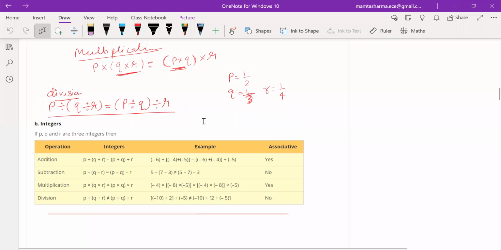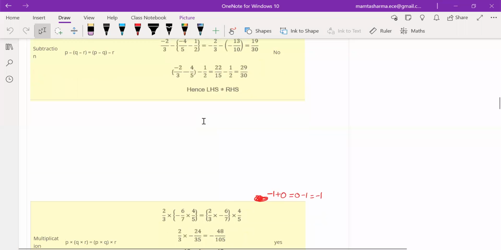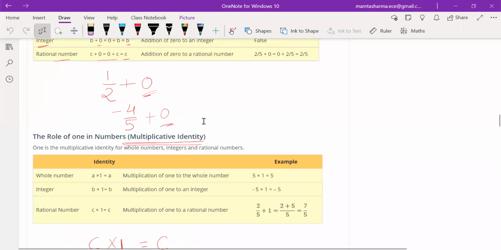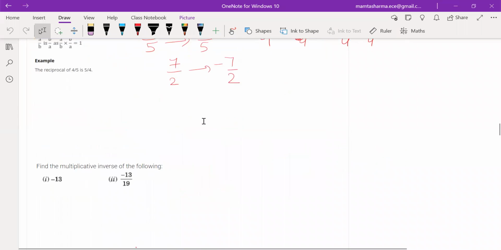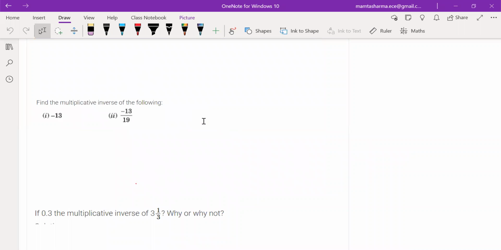We were in the associative property of rational numbers. We have done this question, additive identity, all these are done. So we will do a few questions based on that theory.